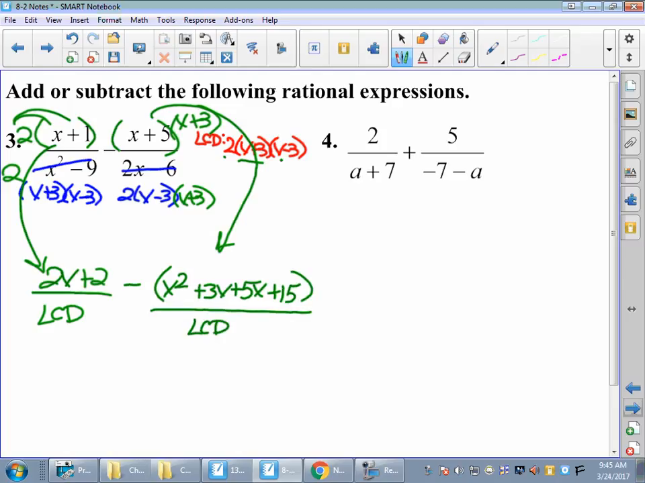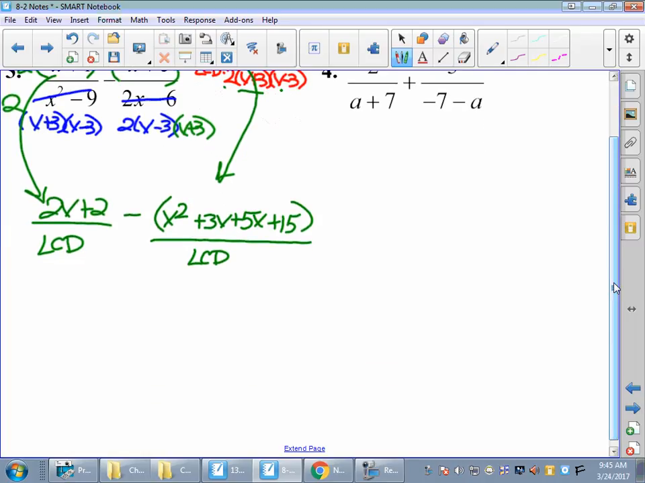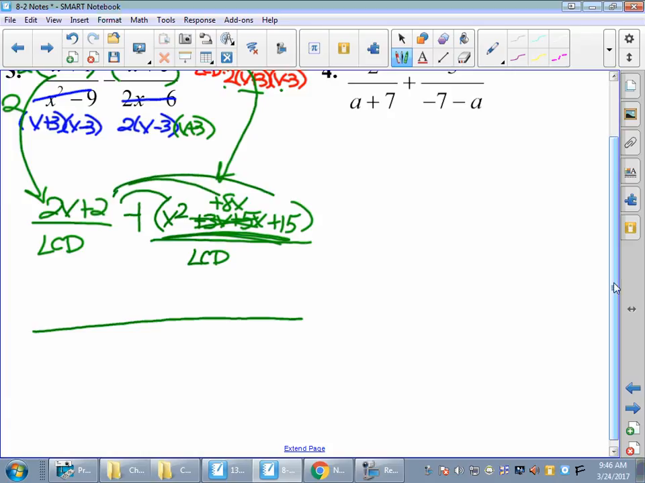So I wanted to show you subtraction because when you subtract, I have to subtract that whole quantity. I'm just going to clean this up and call that a positive 8x. And before I actually do the subtraction, I'm going to write it as one great big problem because every sign of this quantity is going to change. So I'm going to take that extra step to distribute that negative through so I don't mess this up. 2x plus 12 from the first fraction minus x squared minus 8x minus 15 all over least common denominator.